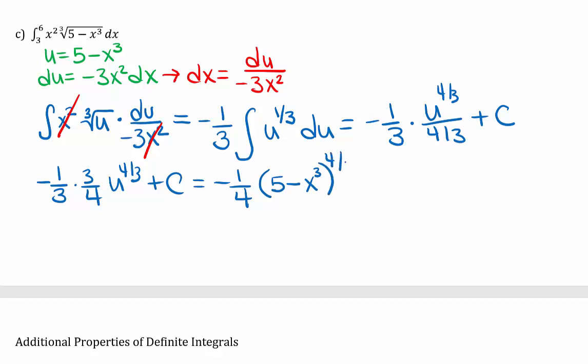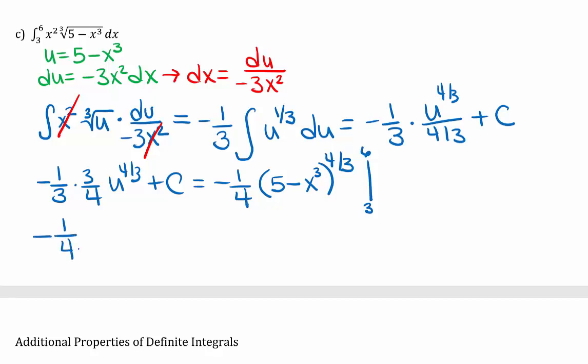And now finally, once I have this thing back in terms of x, that's when I like to write down my bounds of integration. So the thing I wanted to point out with this problem is that the 3 and the 6, the bounds of integration, are x values. You have to write the problem in terms of x before you can plug those numbers in. And that's why I had the habit of not writing down those numbers when I had u's, because I didn't want to accidentally plug them in for the u.